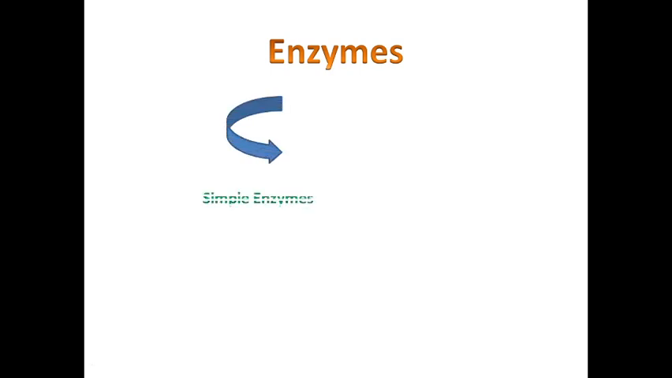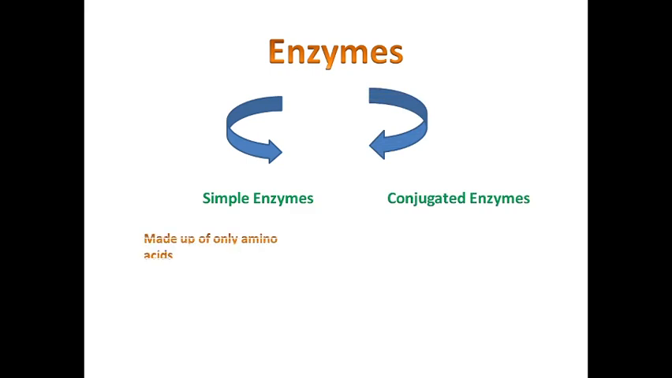So let me tell you, enzymes are of two types on the basis of the structure. Number one is simple enzymes and number two is conjugated enzymes. So what are simple enzymes? They are made up of only amino acids. They don't contain any other part. They are made up of only amino acids.